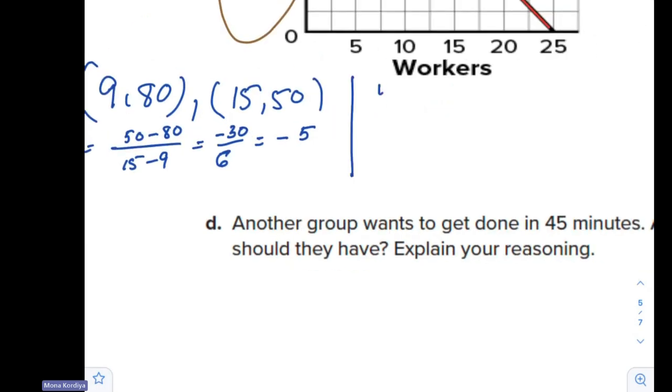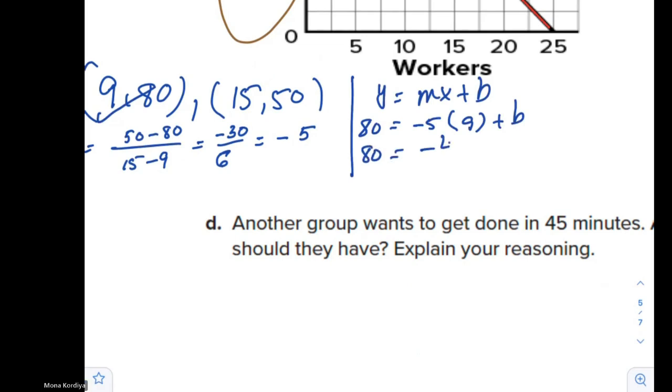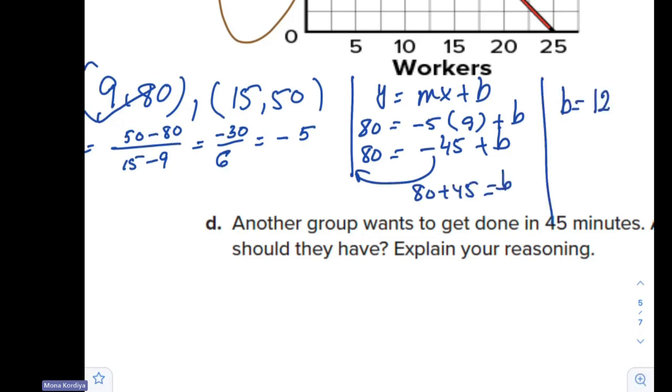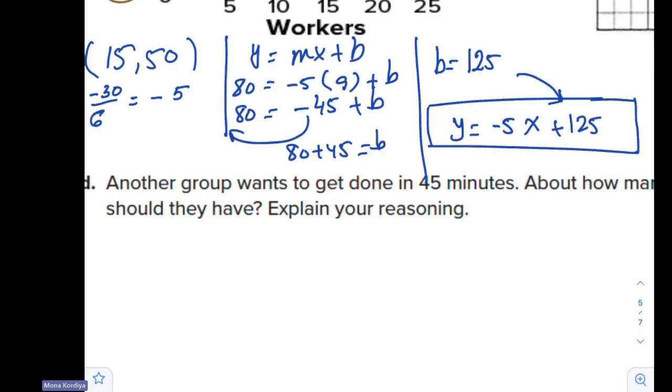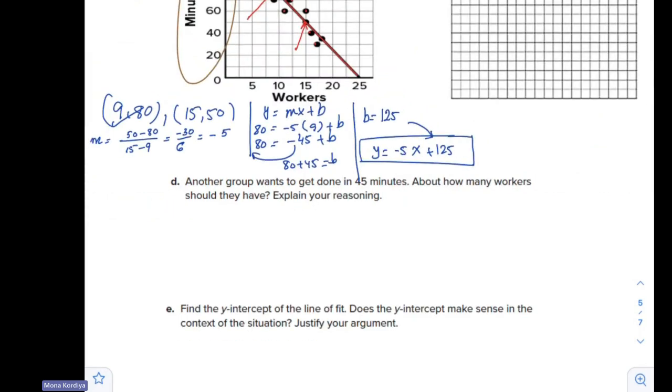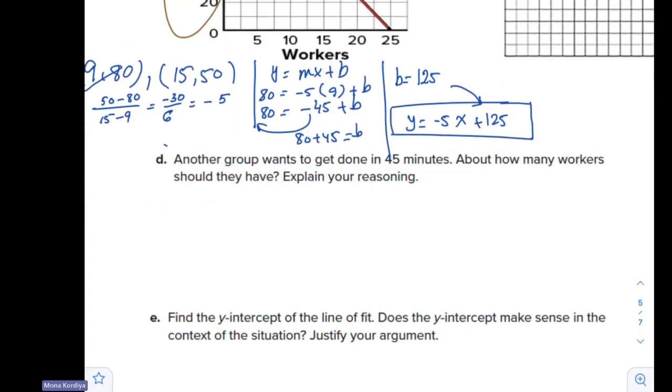Then, as usual, you will use y equals mx plus b. I will choose the first point: 80 equals negative 5 times 9 plus b. You solve for b: 80 plus 45 is b, so b is 125. So our equation will be y equals the slope that we found, negative 5, x, plus the new b, which is 125. And this is my equation. Then what? We will use this equation in part D.